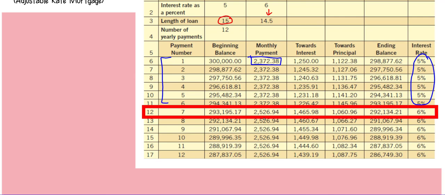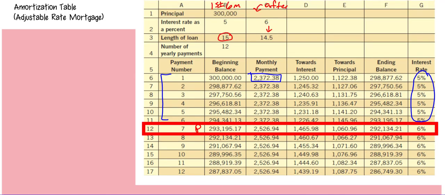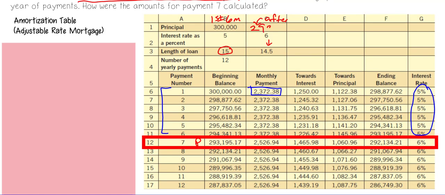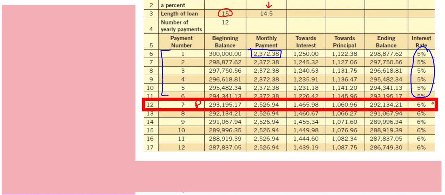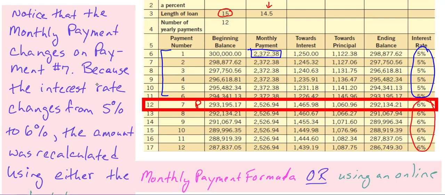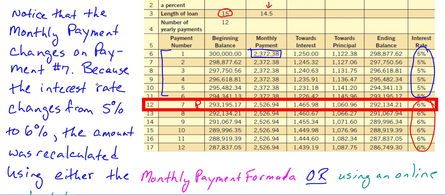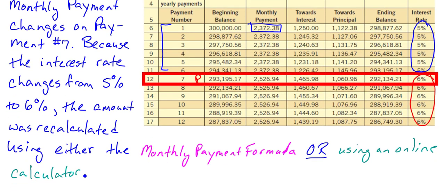And when the new monthly payment is calculated, it is calculated using this as the new principal. So the new principal would be $293,195.17. And from there, everything else is calculated the same. The interest rate column changes to 6%. When you are calculating the monthly payment, you can use the monthly payment formula like we have previously, or you can just use the online calculator like we have done in the past.